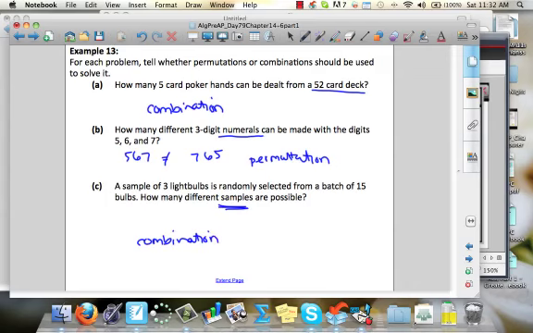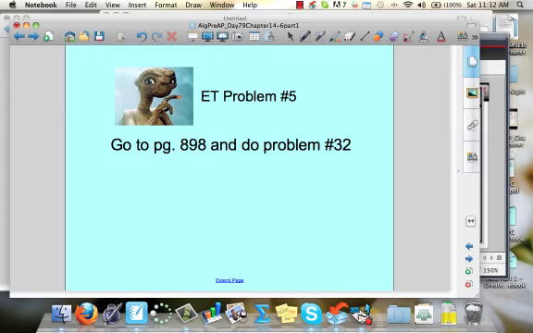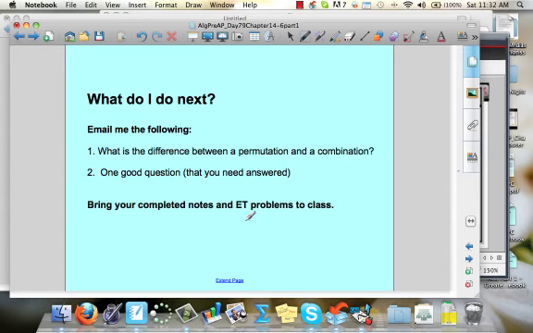All right. So last one, go to page 898 and do problem number 32. Well, what do you do next? Once you've finished your entrance ticket, email me what the difference between a permutation and a combination is, and one good question that you need answered. And then what I need you to do is on class day, bring your completed notes and entrance ticket problems to class. And then we'll do problems from there.